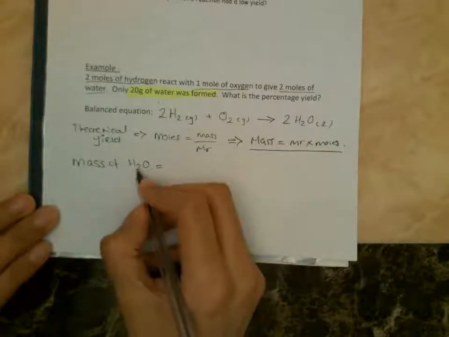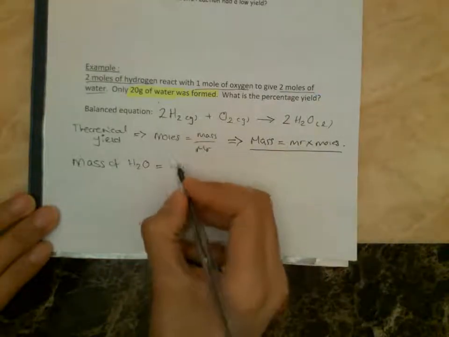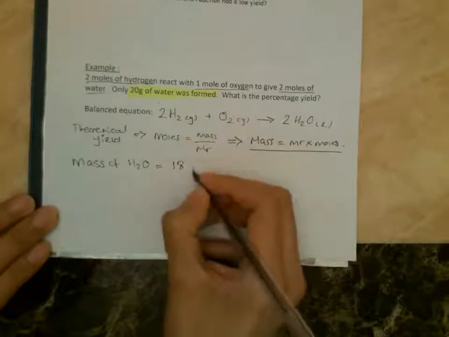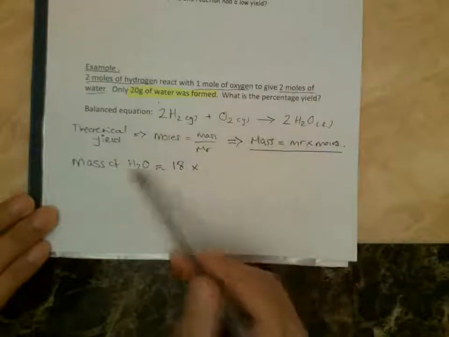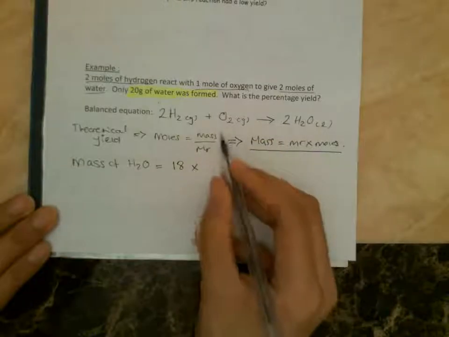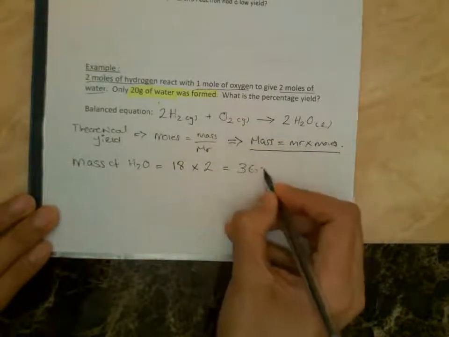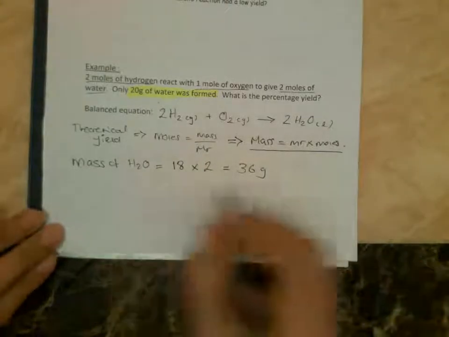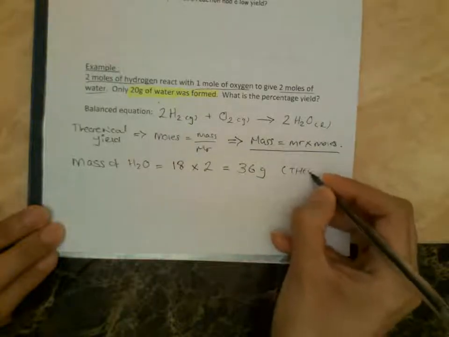That's what we're calculating here, and this is the actual amount. So mass equals Mr times moles. So what's the Mr of water? It's one that you should really have to memory by now. The Mr of water is 18. The number of moles of water, they've said it in the question, is 2 moles. And as a result, 18 times 2 gives us 36 grams. So that's the theoretical amount that we should have formed.